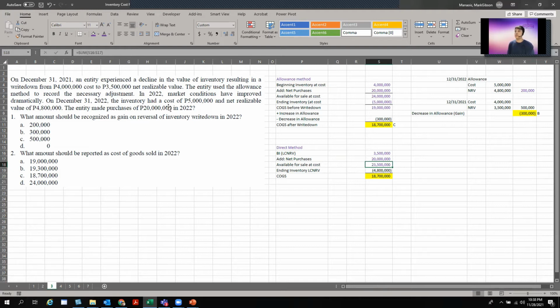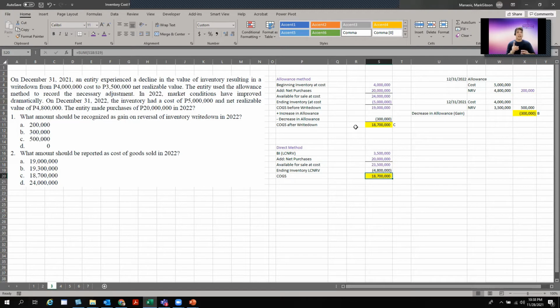Ending inventory. So magkano ang ending inventory natin? Cost is 5 million. And net realizable value is 4.8 million. So we use whichever is lower. So the lower amount would be the net realizable value. So therefore, we put 4.8 million as the ending inventory. Kaya kung napansin mo, after deducting that from the available for sale, we also get cost of goods sold at 18,700,000, which is similar to the ones that we have computed under the allowance method. So parehas lang siya, parehas lang yung lalabas na result.